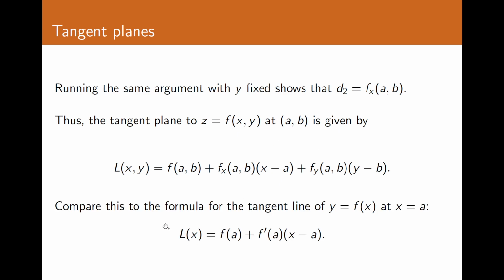So we can compare this to the formula for the tangent line. Notice the constant term, again, is the value of the function. And then we have the x minus a has out front the partial derivative with respect to x. And the y minus b has the partial derivative with respect to y out front. So they look very similar. We've just added a variable in, so we get a little bit more complicated expression, but the same type of format.